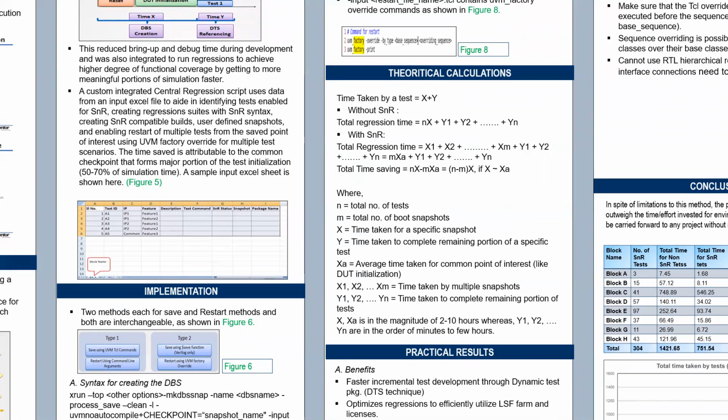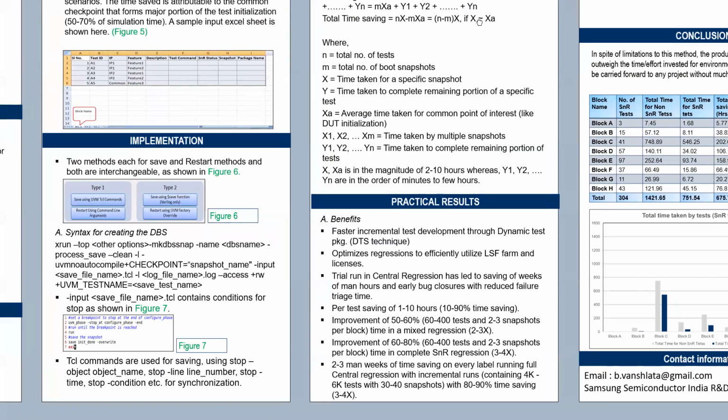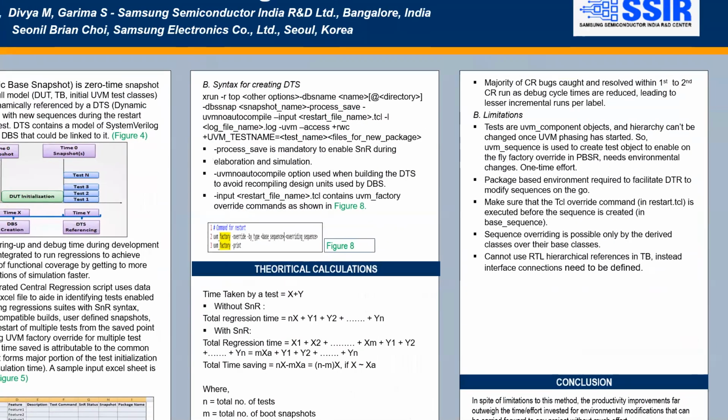Now let's get to the practical results. When deployed in a live project, we observed improved regression time, saving 10 to 90% per test. The debug efficiency also increased due to shorter runs. This gave us more time for debug. Considerable savings of 2 to 3 weeks of time per label and lesser incremental runs were also observed. We also came across a few limitations.